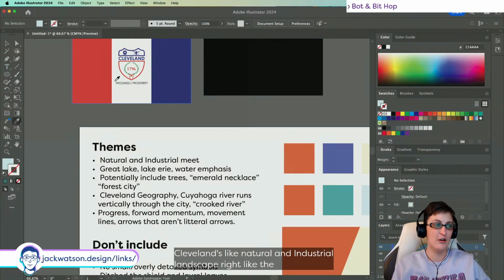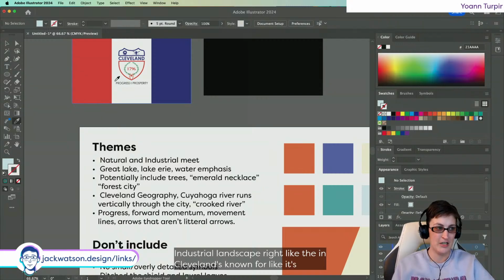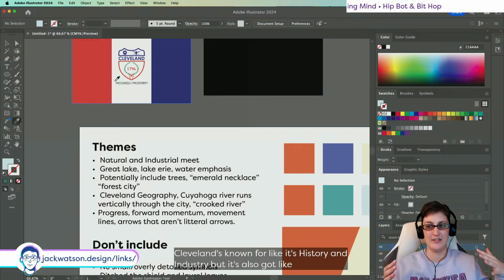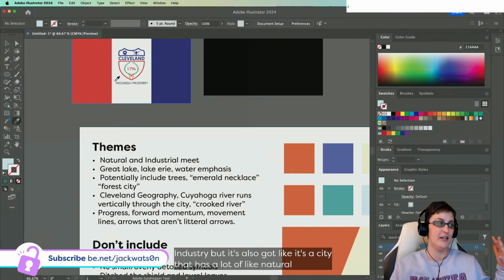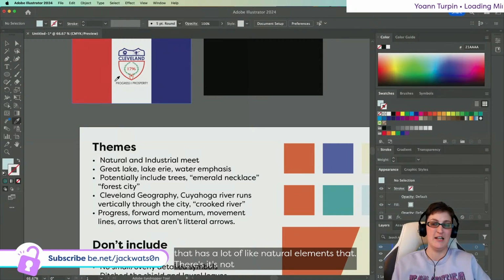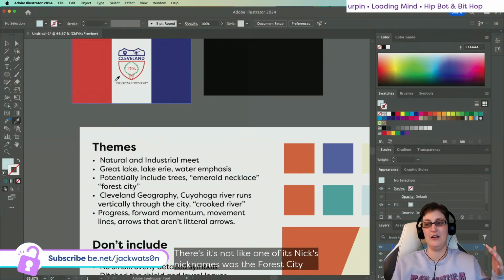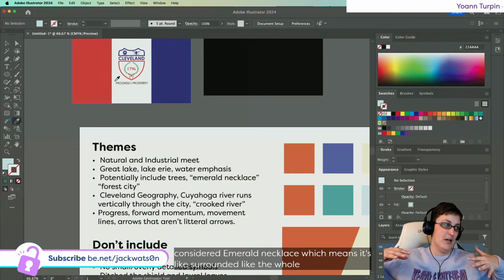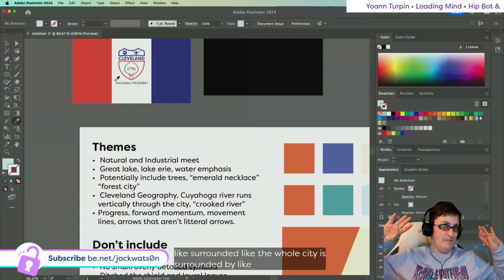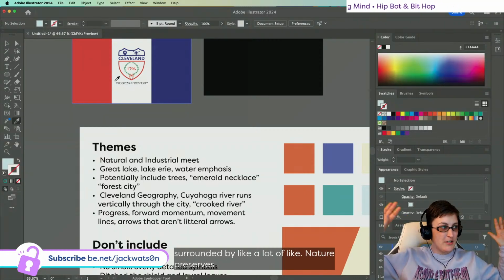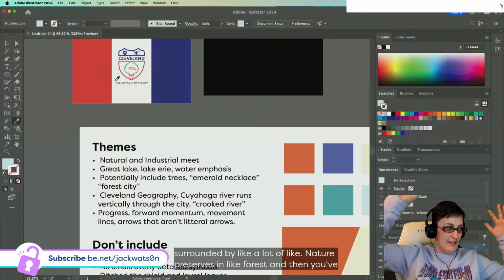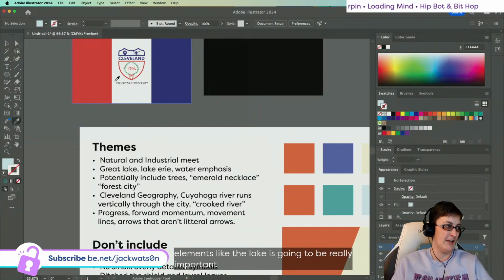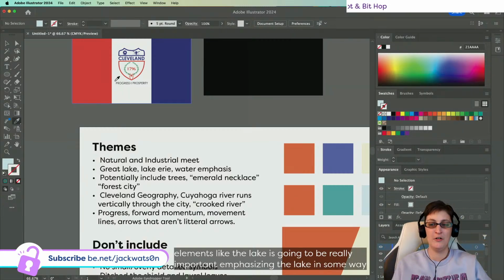Cleveland's known for its history and industry, but it's also a city that has a lot of natural elements. One of its nicknames was the Forest City. It's got what's considered an emerald necklace, which means the whole city is surrounded by a lot of nature preserves and forest. And then you've obviously got the Great Lake at the top, right? So the lake is going to be really important, emphasizing the lake in some way.